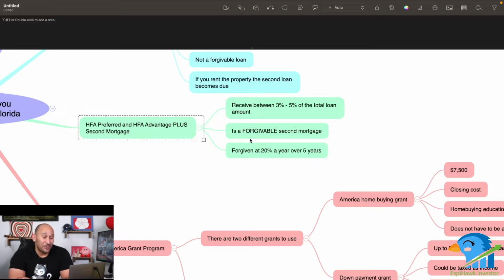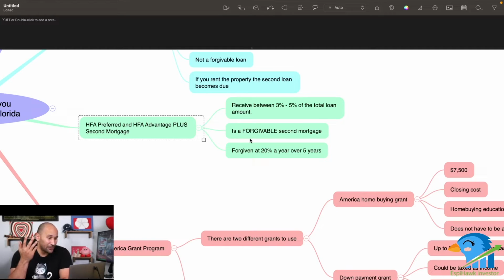It is a forgivable second loan, and the way they do it is every year they take off 20% of what you owed. So let's say you borrowed, for round number's sake, $100,000. Obviously, you're going to borrow less than that. Actually, let's just do $10,000, because that's a more reasonable amount. Every year they're going to take off $2,000 for the next 5 years, and that's going to cover your full 10 grand. So all you have to do is occupy the house for 5 years.